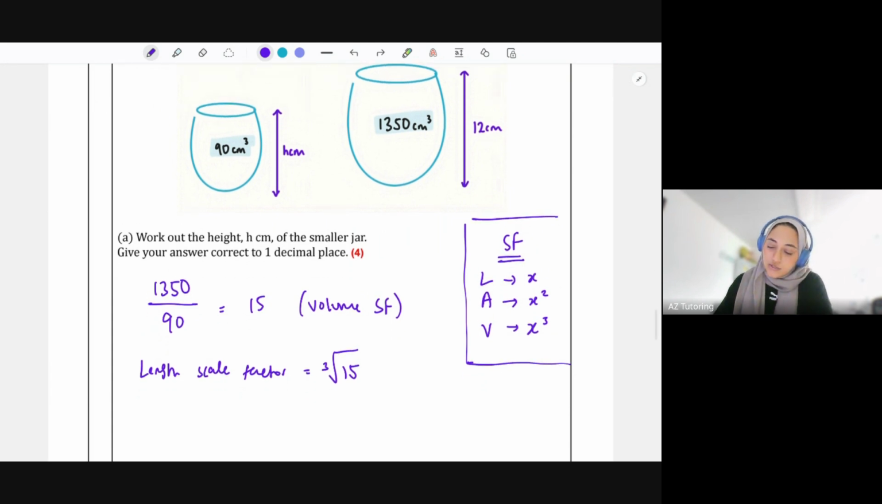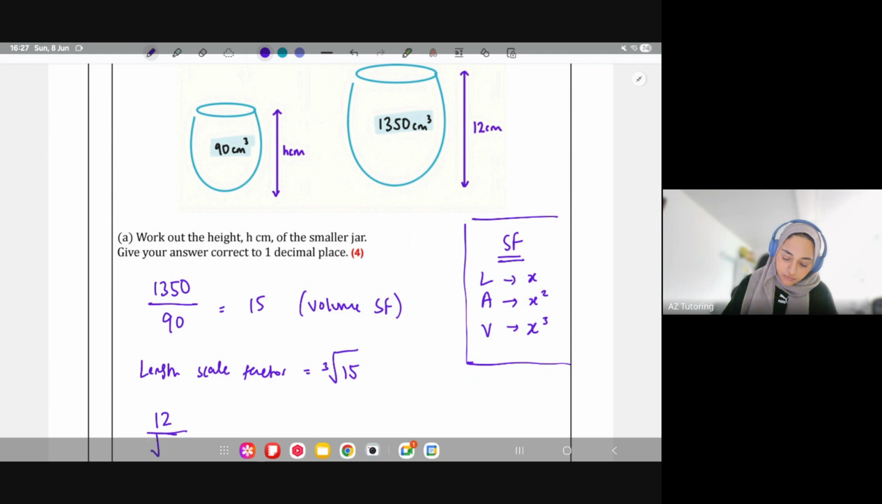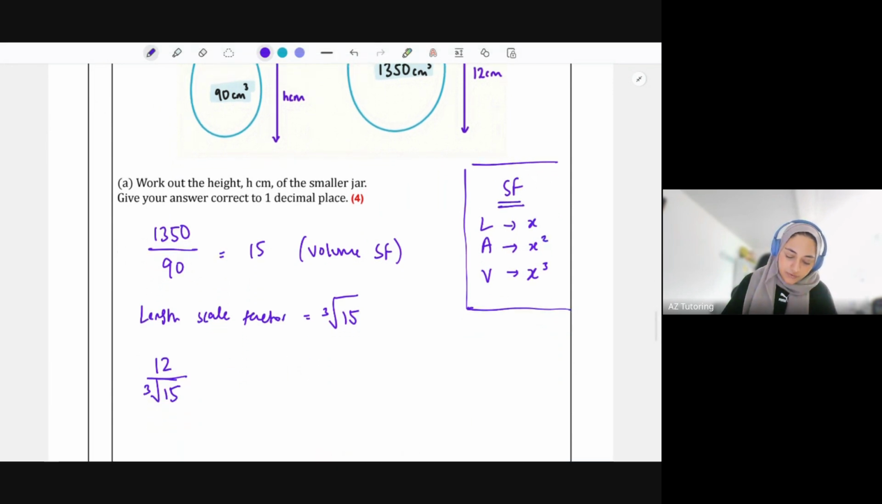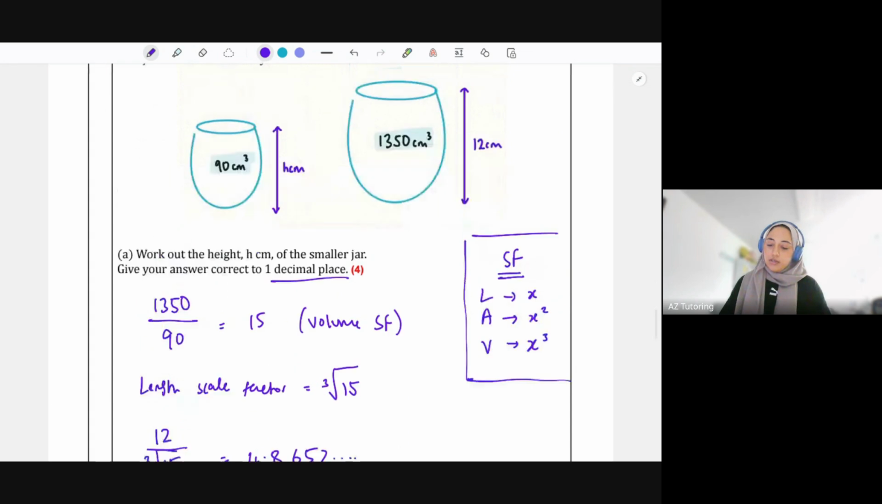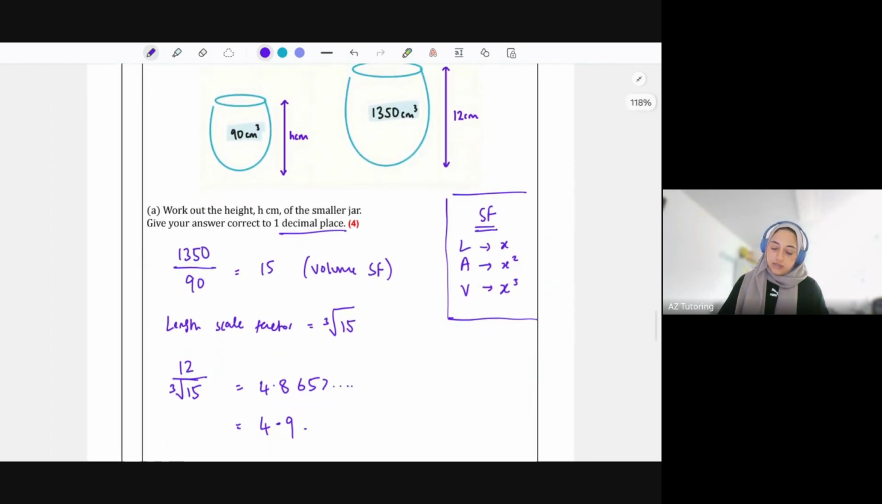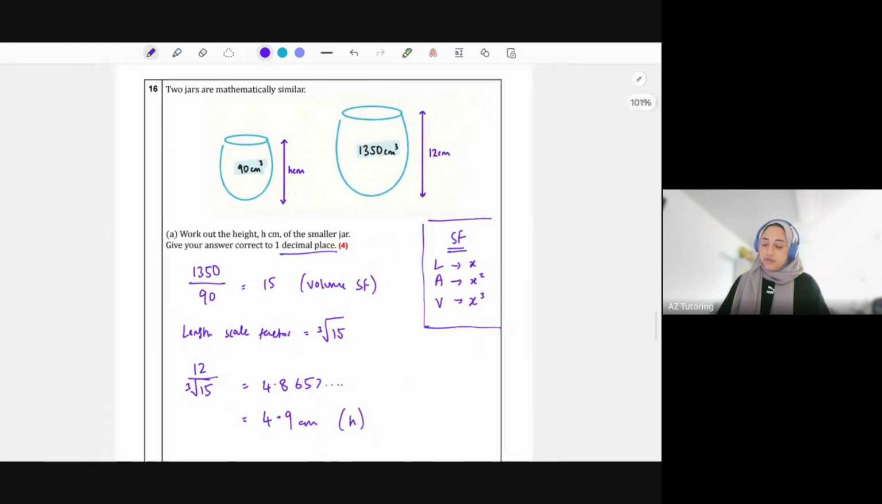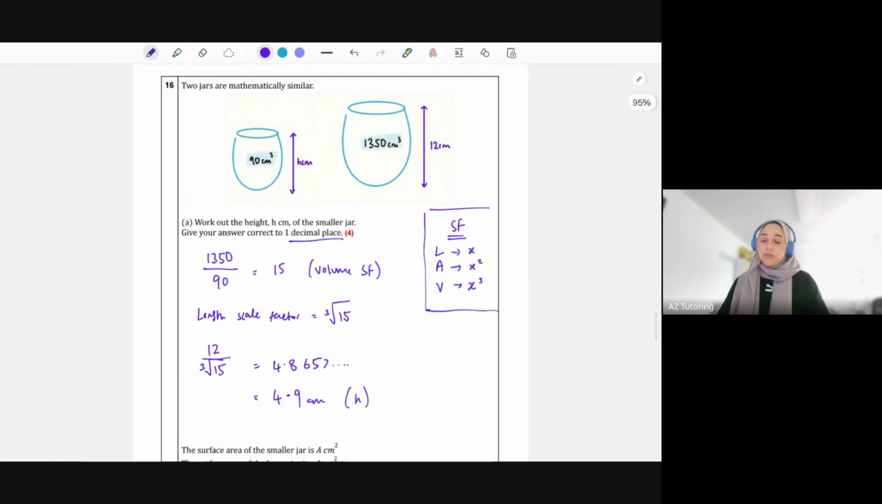So to work out h, I just need to do 12 divided by the scale factor that I've just found for length. So 12 divided by the cube root of 15 gives me 4.8657, continues forever. It wants it to 1 decimal place, so that's 4. This 6 changes the 8 to a 9, so it's just 4.8. The units is centimeters, and that's h, what I've just found. So that's a good 4-mark question.